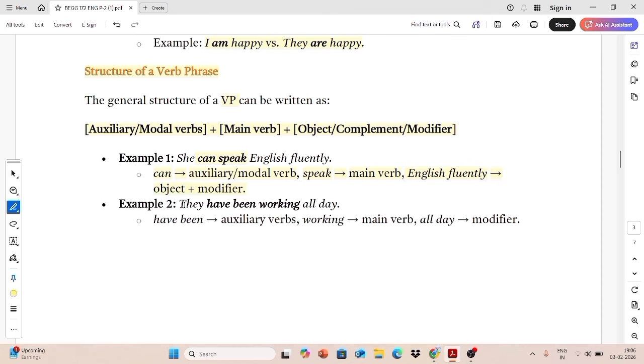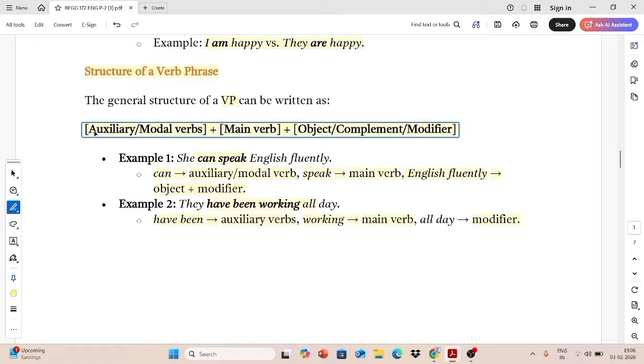And one more example that can be given is, they have been working all day. In this, have been is the auxiliary or the helping verb. Working is the main verb. All day is the modifier.